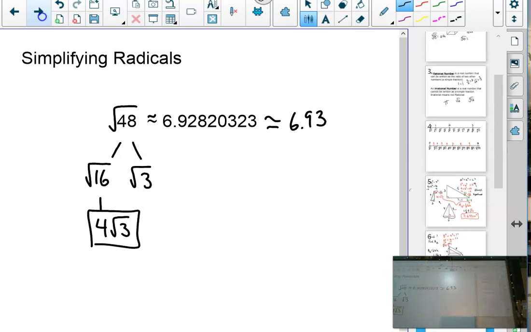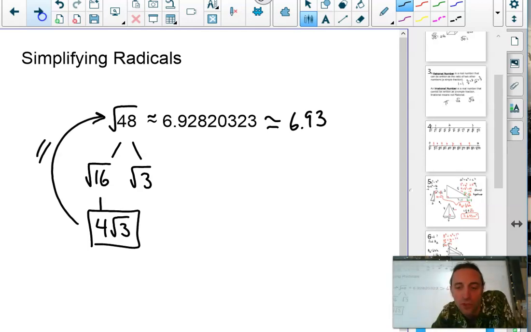These two things are truly the same thing, but this is called a simplified radical. You will see this much further on in your career. I just wanted to introduce it to you now because that's going to be another step down the road.